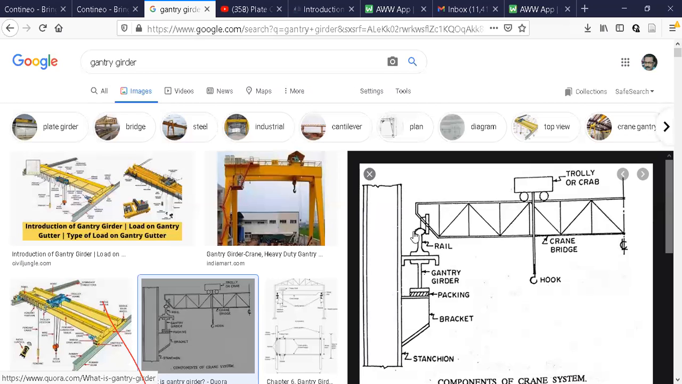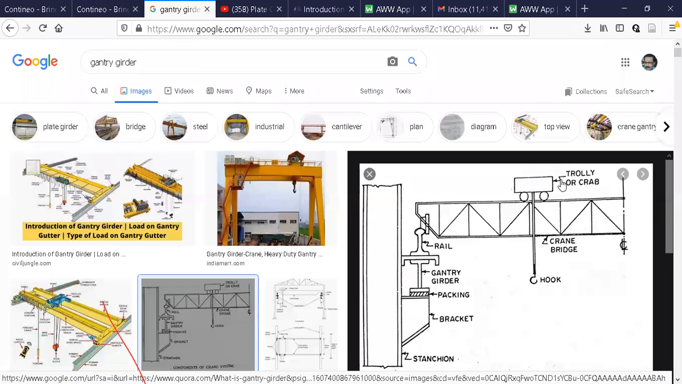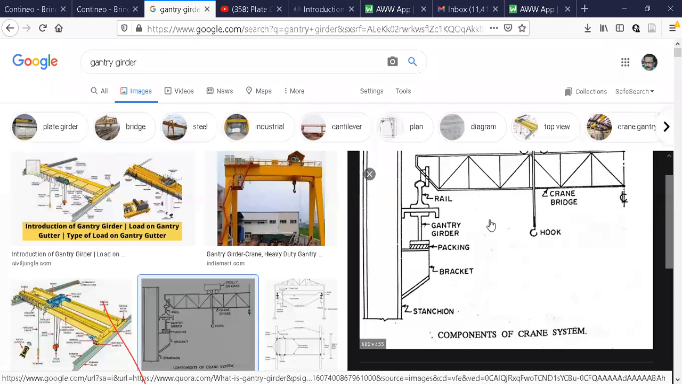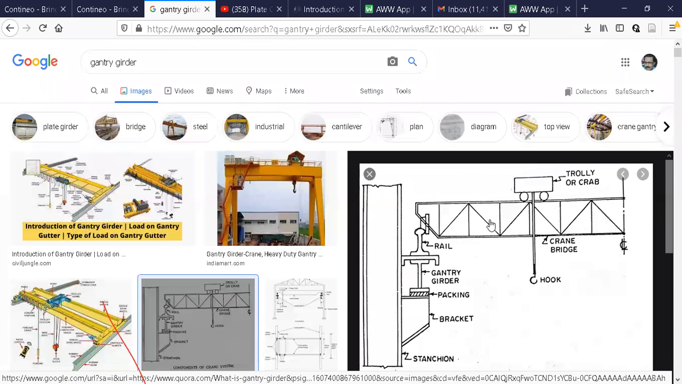That is not there in the calculation also. Later you can physically check it. Okay. Now the arrangement is like this. Crane bridge or crane girder, trolley or crab, hook is there. The trolley can move in, as I told you, the X direction. And the crane girder itself can move in the Y direction on the rails.